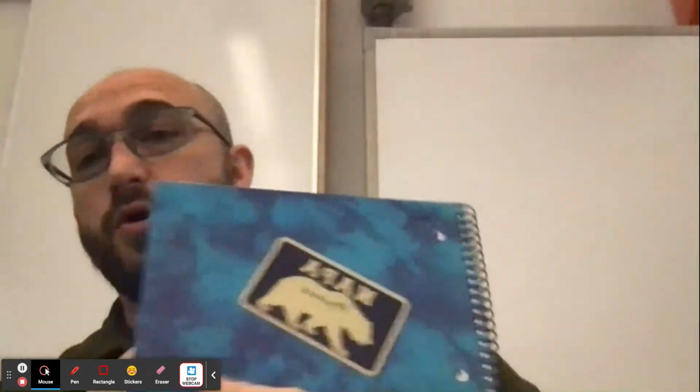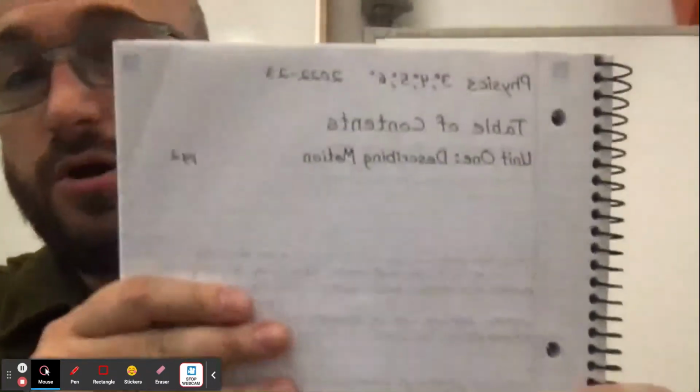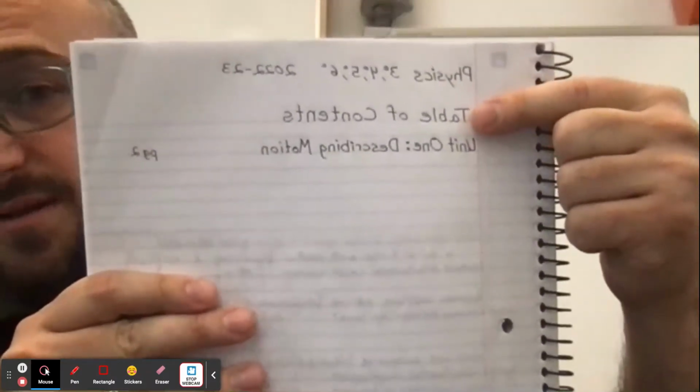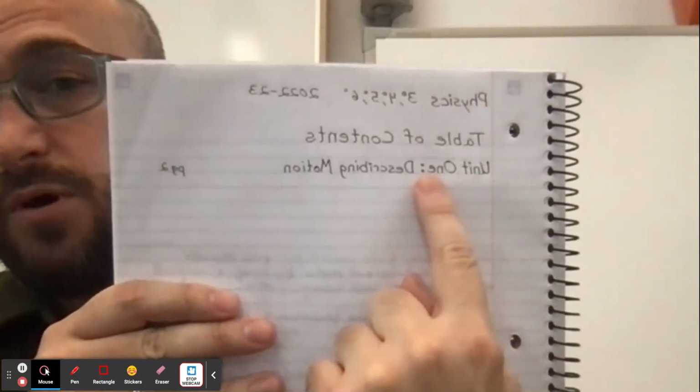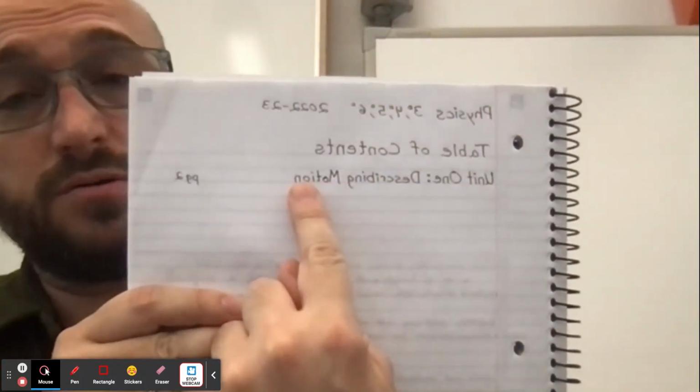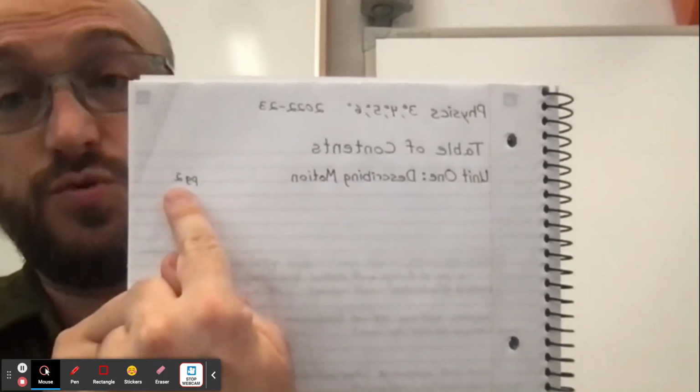Here is your notebook. You're going to open it to the very, very first page. You're going to label it page 1. It's called the table of contents. You're going to write down that Unit 1, describing motion, starts on page 2.